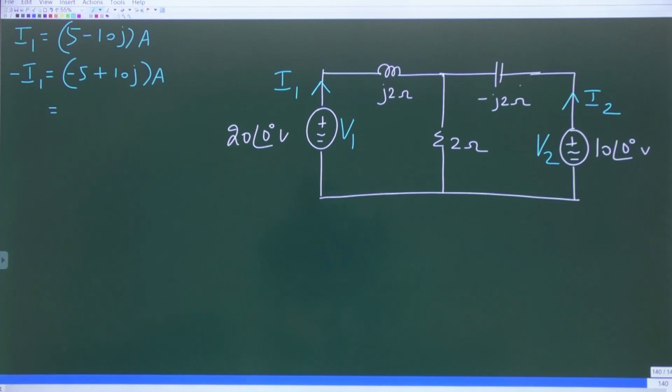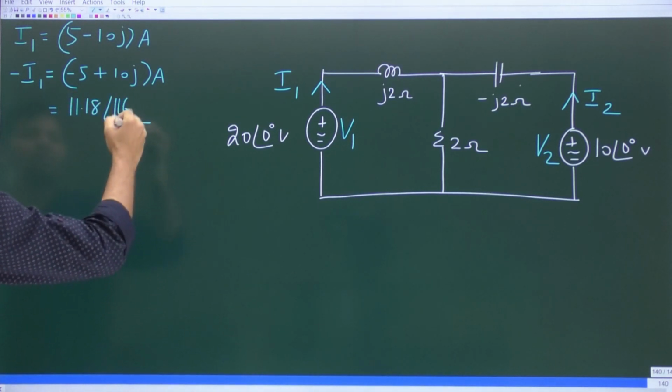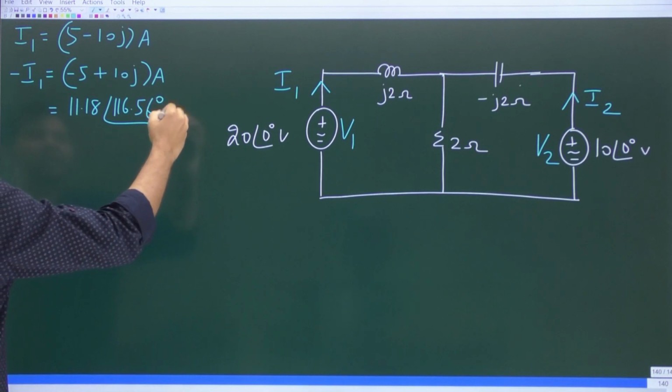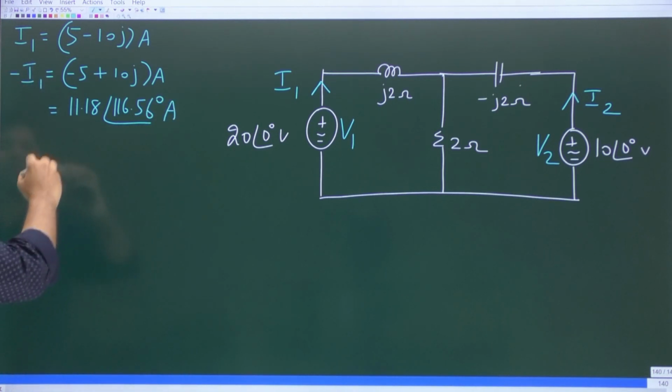And the magnitude is what? 11.18, okay. So it's minus I1, which is 11.18 at an angle of 116.56 degrees, amperes. Now look at this.